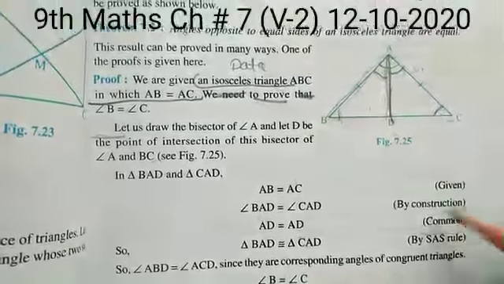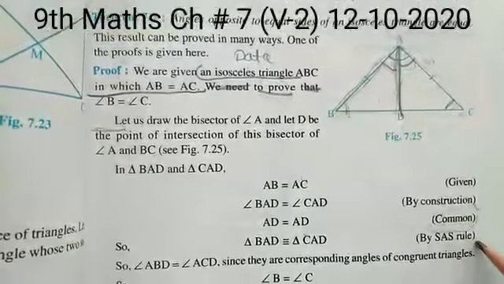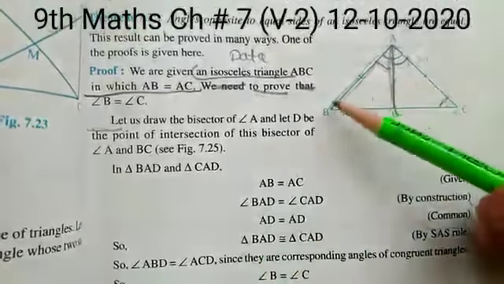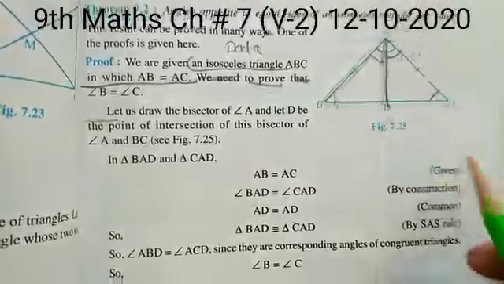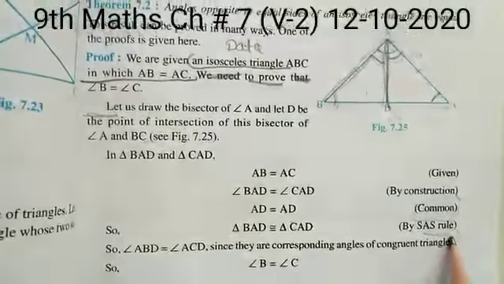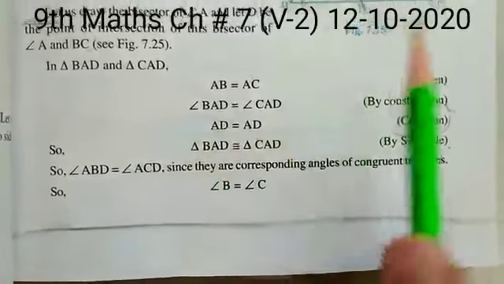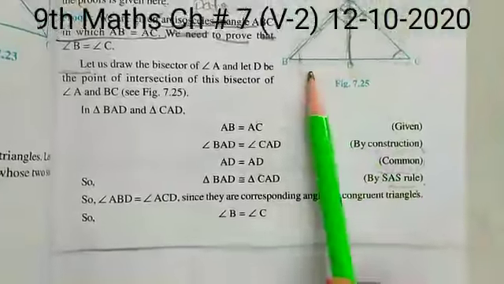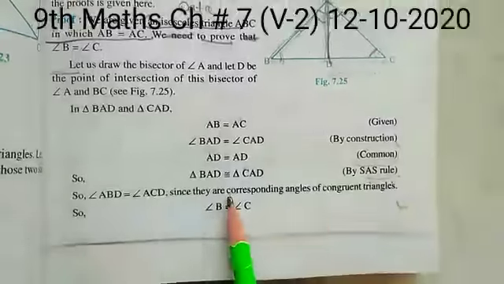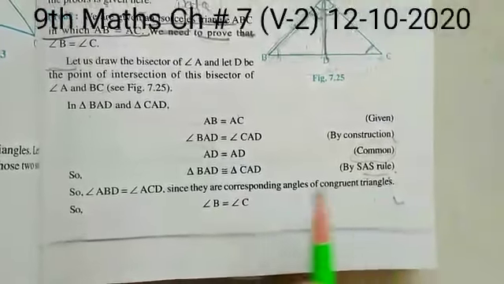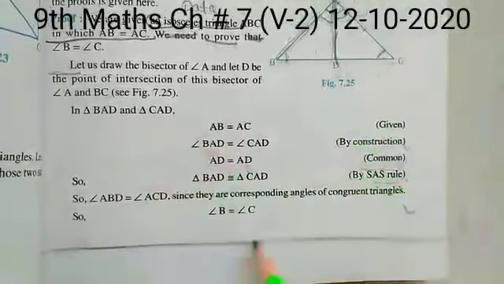So what can we conclude? One side, the angle, and this common side. So by the SAS rule, we can say that triangle BAD is congruent to triangle CAD by the SAS rule. So we can conclude that triangle ABD is equal to triangle ACD. Both the triangles are equal, so their corresponding angles should also be equal. So we can write: corresponding angles of congruent triangles will also be equal. So angle B is equal to angle C. Hence we have proved it.